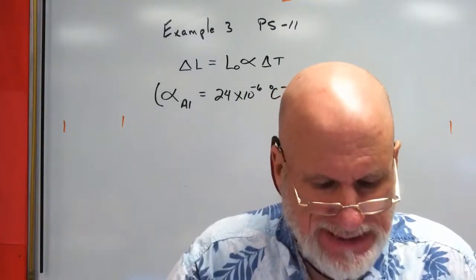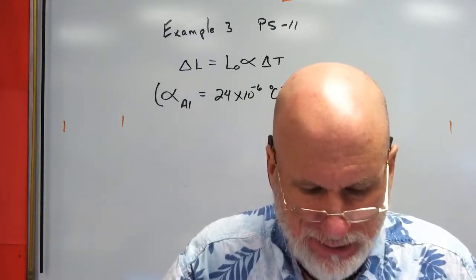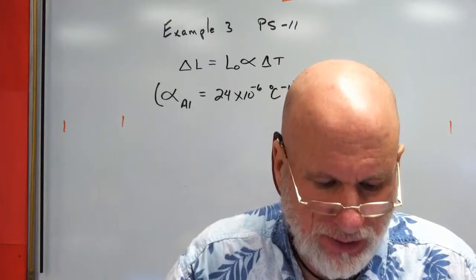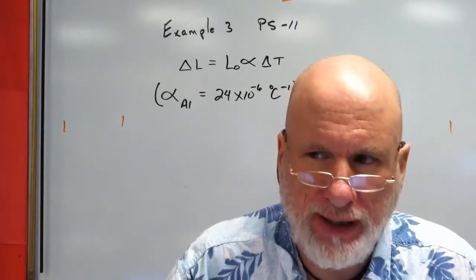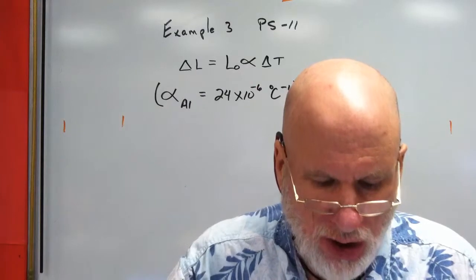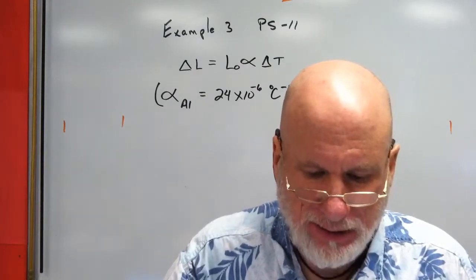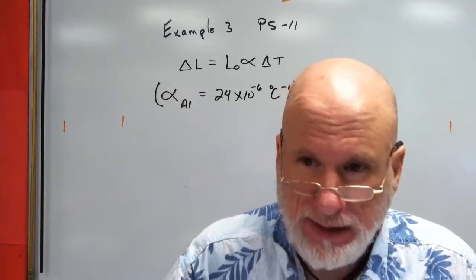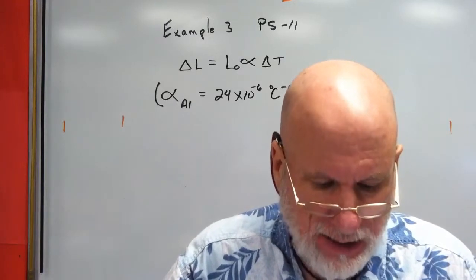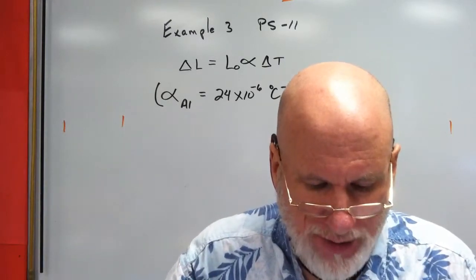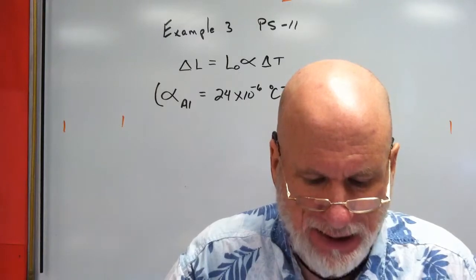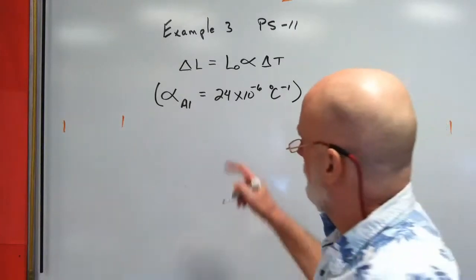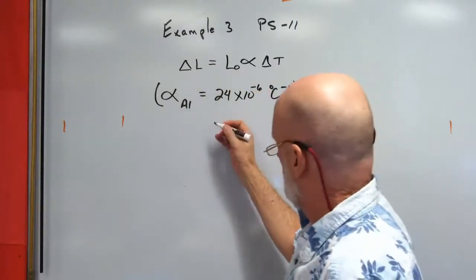Ernesto is knitting his wife a sweater in his 18 degrees Celsius air-conditioned living room with a 0.3 meter long aluminum knitting needle. When he decides to knit outside in 27 degree Celsius air, how long will the knitting needles expand when Ernesto takes them outside? Well, this is the equation. All right?